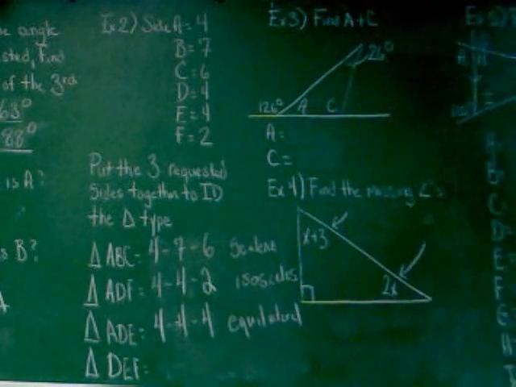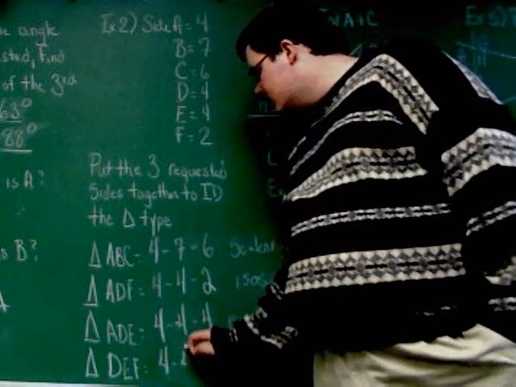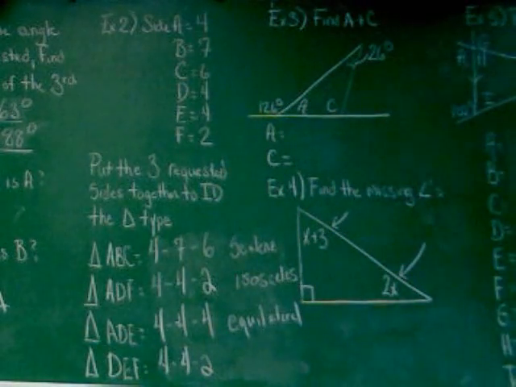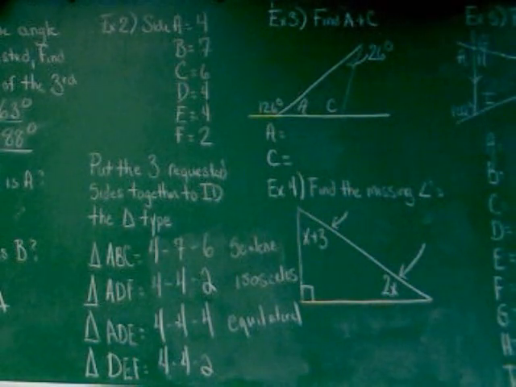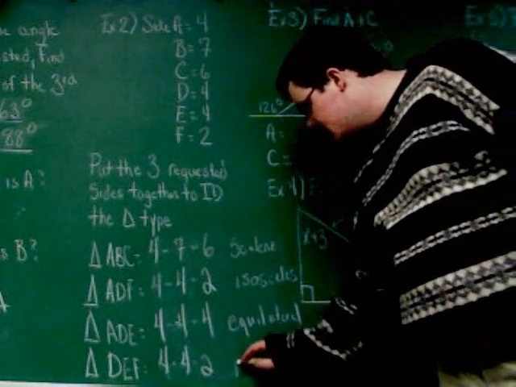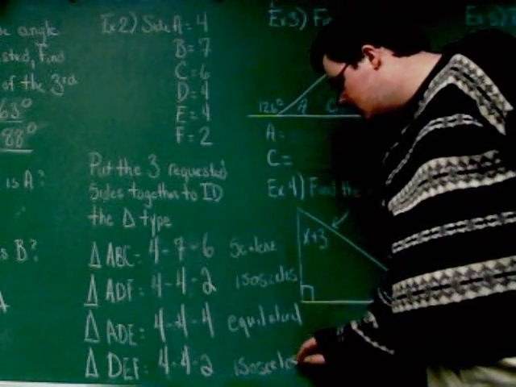All right, the last one, DEF. D is 4, E is 4, F is 2. That makes what type of triangle? That's back to isosceles. 2 of the numbers are the same. All right.